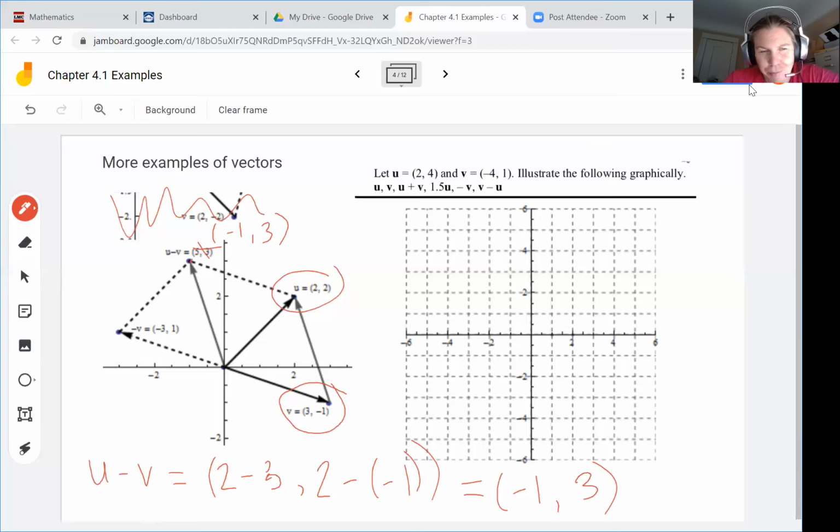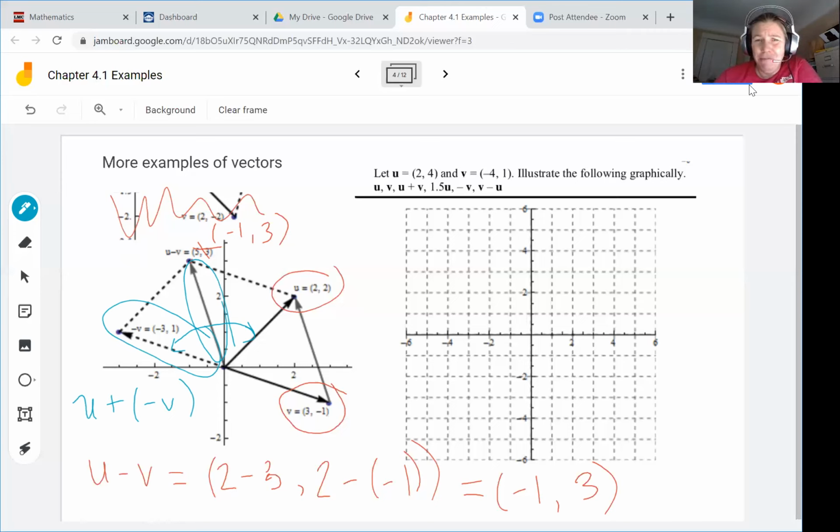Whew. And then if you wanted to think about it as the same as saying u plus -v, you could say, well, here's -v over here at -3, 1. And then you could see if I average -v and u, I get my u minus v at terminal point -1, 3.